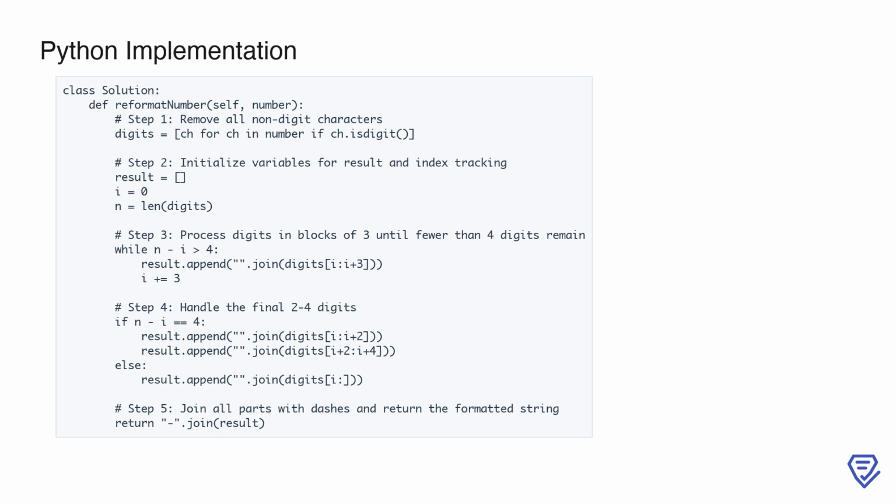5. Join and return the result. The result list, which now contains all the formatted segments, is joined with dashes to produce the final formatted phone number string. This string is returned as the output. This implementation handles all edge cases, such as input strings with no digits, very short numbers, or numbers that require splitting into multiple groups of 2 or 3. The code is efficient and concise, operating in O(n) time complexity where n is the length of the input string.